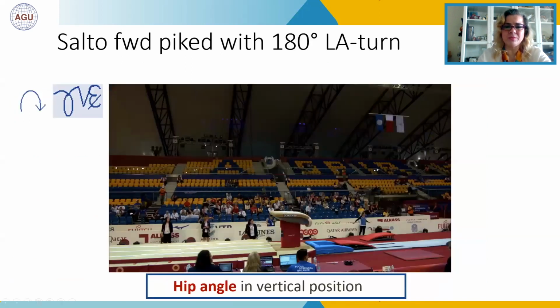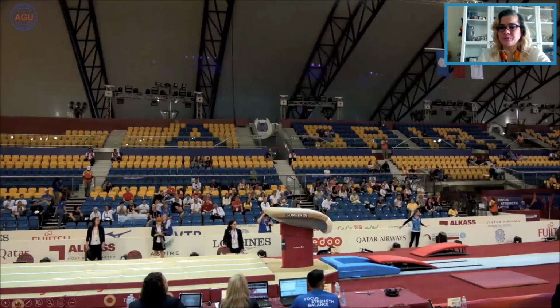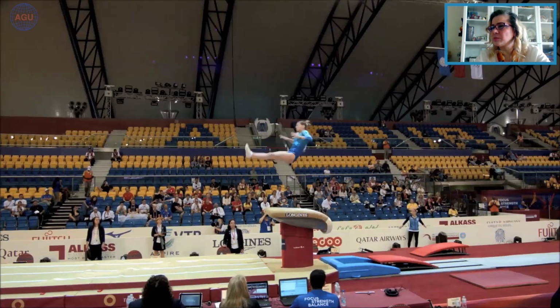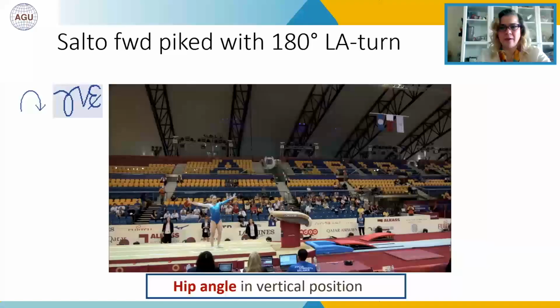Let's see an example. Okay, as you could see, there was a hip angle in the vertical position, and that's why we consider it salto forward piked with half turn.